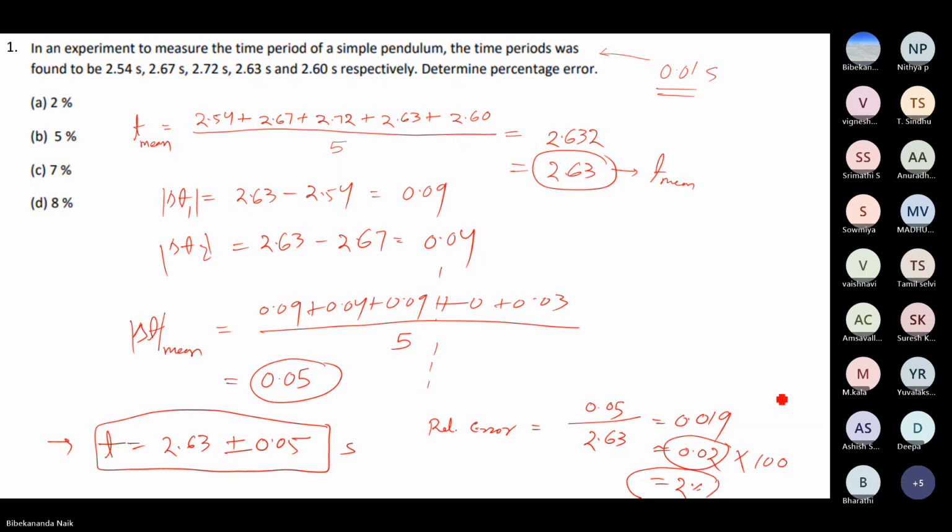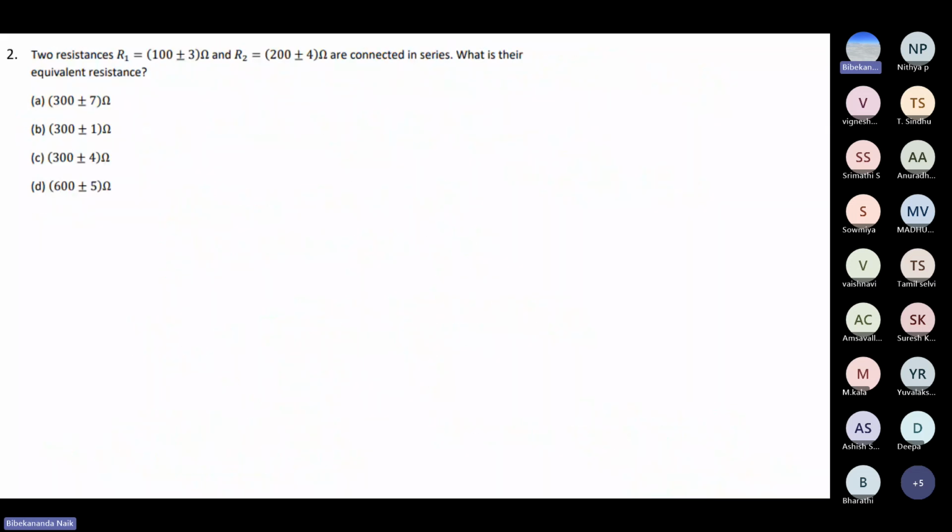So the percentage error involved in this measurement is 2% because if you compare this mean value of 2.63 to the value of uncertainty in the measurement process, then this 0.05 is 2% of 2.63. So in a measurement of 2.63, we are getting a variation of 0.05. So the percentage variation is 2%. So the percentage error is also 2%. So the correct answer is 2% here. So now let's talk about the next question.